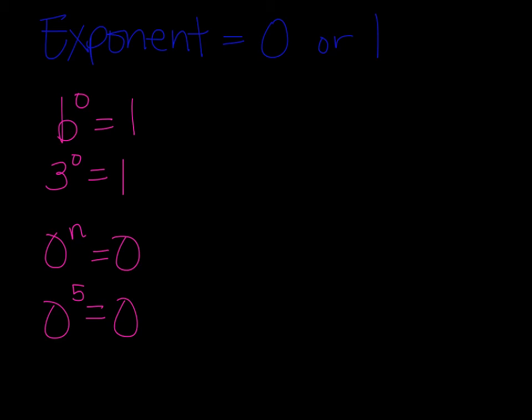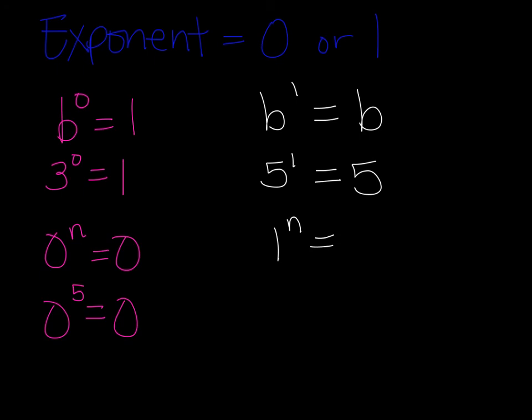Now let's look at when we have an exponent equal to 1. When we have a base of b raised to the first power, our expression is equal to just b. Let's look at a numerical example. When we have 5 raised to the first power, it equals 5. How about when 1 is raised to the power of n? Then our value is still 1. 1 raised to any number will always be just 1, as we know that 1 times 1 times 1 times 1 still will always equal 1.